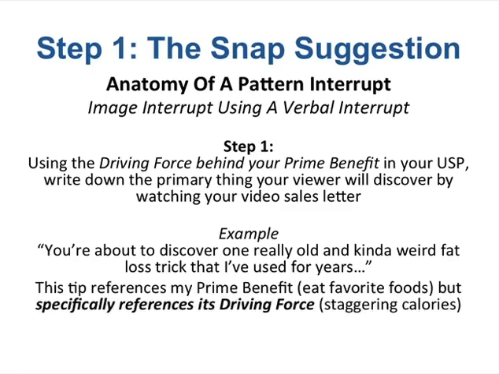This tip references my prime benefit. If you will recall, my prime benefit was the ability to eat your favorite foods and lose weight. Okay? It's referencing that tip, but it specifically references that tip's driving force. Why does that work? How can you eat your favorite foods and still lose weight? Well, the reason why it works is because you stagger your calories. You eat fewer calories for a few days, and then on the days where you eat more calories, you can consume your favorite foods like pizza. It works, okay? So that is the driving force, staggering calories.